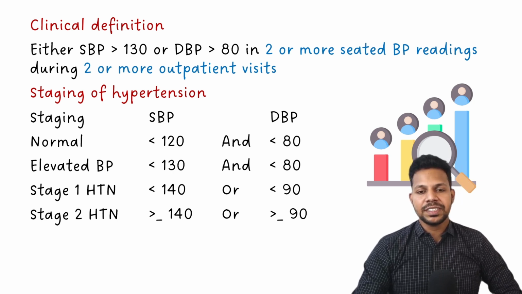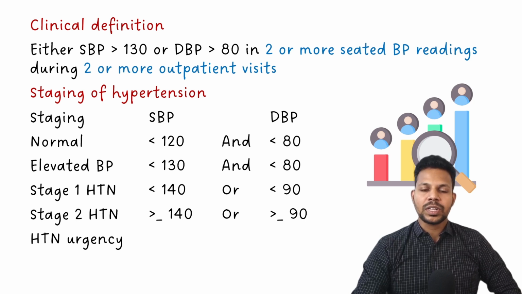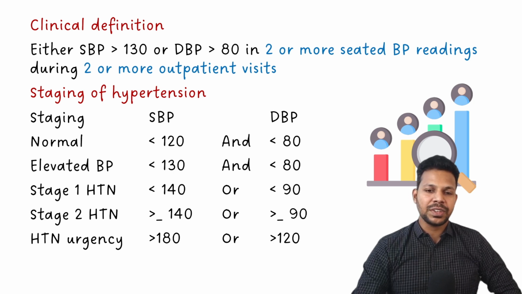In addition to these stages, here we can understand two different conditions, which are hypertensive urgency and hypertensive emergency. Both of them are called severe hypertension or the hypertensive crisis. Both of them are differentiated by the presence of target organ damage. Hypertensive urgency means the systolic blood pressure is more than 180 millimeters of mercury or the diastolic blood pressure more than 120 millimeters of mercury, but there is no target organ damage.